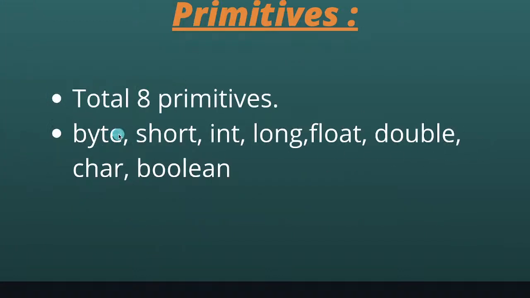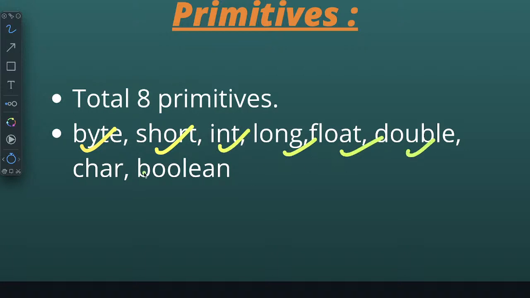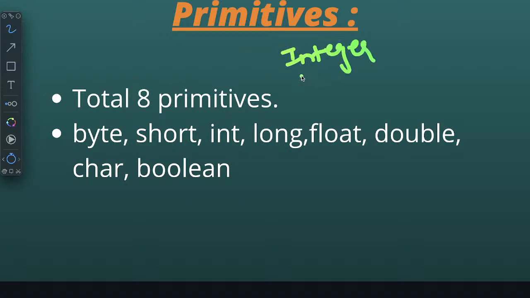As I have said, there are a total of 8 primitive data types. They are byte, short, int, long, float, double, char and boolean. What I'll do is bifurcate them into 4 parts. The first part I'll call integer. See, this bifurcation is done by me. It is not any official bifurcation.